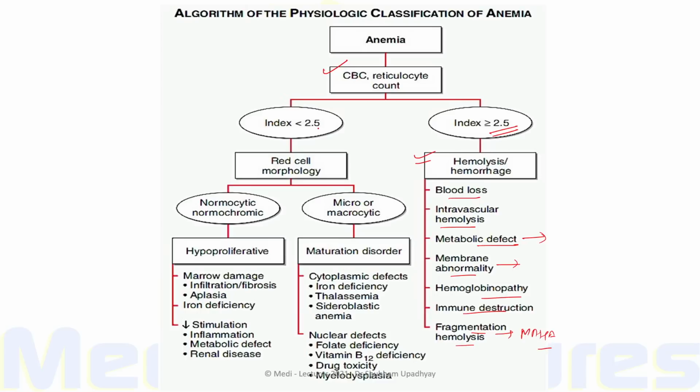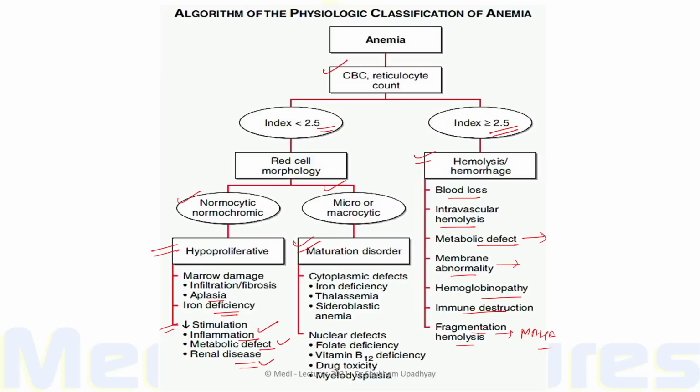If RPI is less than 2.5, then we will see red cell morphology. If morphology is normocytic normochromic, it is due to hypoproliferative anemia. If the morphology is either microcytic or macrocytic, there is some maturation disorder. So examples of hypoproliferation include marrow damage due to infiltration, fibrosis or aplastic anemia. Then early iron deficiency also leads to hypoproliferation. Then there can be decreased stimulation of marrow due to inflammation in anemia of chronic disease, some metabolic defect, and decreased erythropoietin in renal disease.